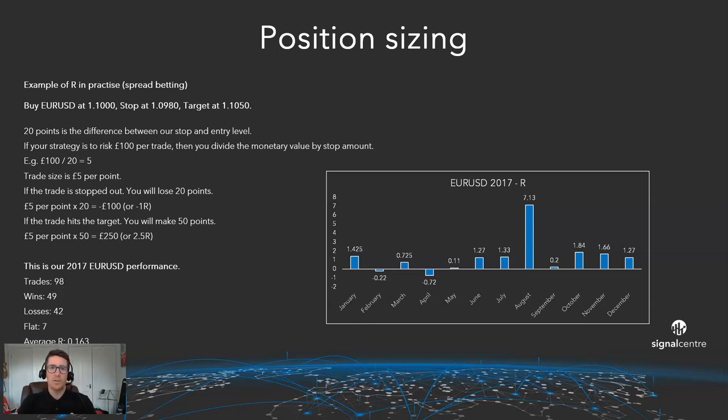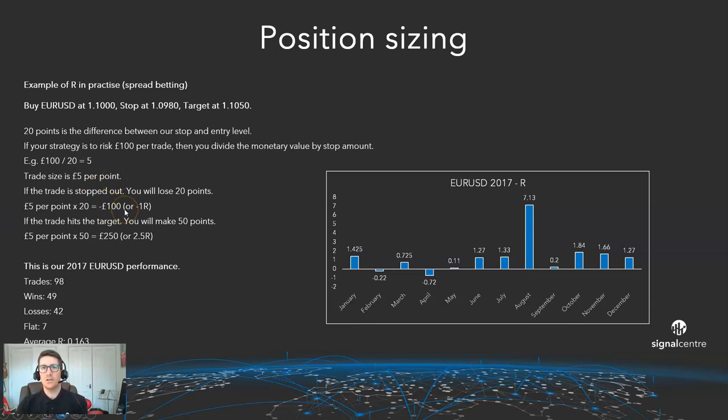We've got a 20 pip stop on the trade, so our R is 20 pips. We're looking to risk £100. That's our 1R downturn. If we get the trade wrong, we're happy that we've risked only £100 on this trade. So we take £100, we divide it by the stop loss of 20 pips, that gives us 5. Therefore we need to place a trade size of £5 per point on the trade.